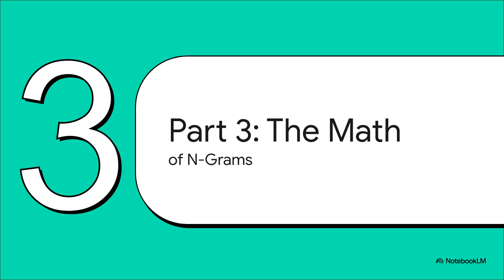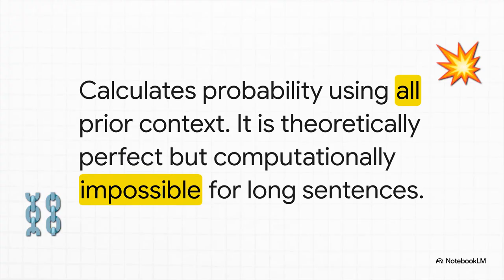Okay, we've got the high-level design of our engine. Now it's time to get our hands greasy and look at the math. Let's pop the hood and see exactly what makes this thing run. So, in a perfect world, if we had infinite computing power, we'd calculate the probability of a sentence using the full chain rule of probability. That means the probability of the first word times the probability of the second word given the first, times the probability of the third word given the first and the second, and so on. It's beautiful, it's perfect, and it is a computational nightmare. The number of possibilities just explodes.